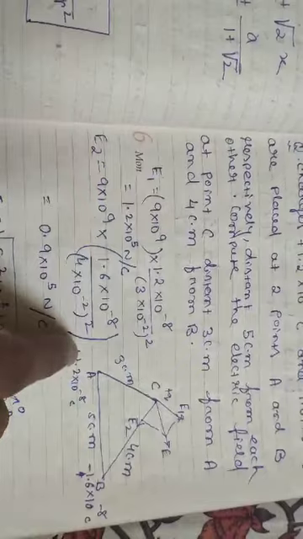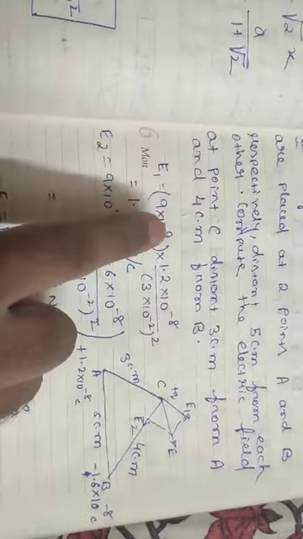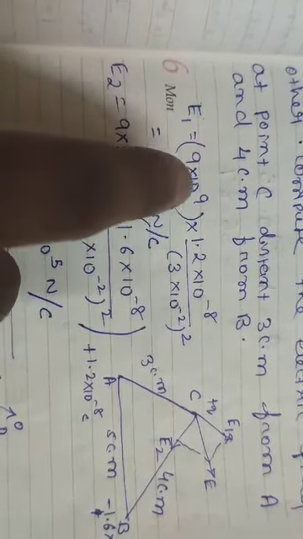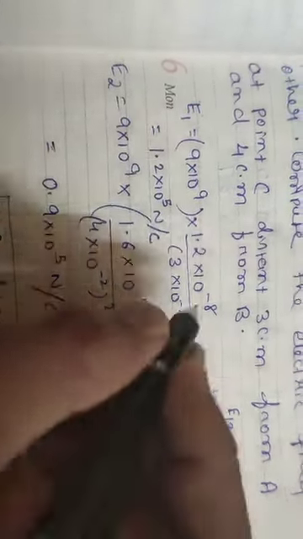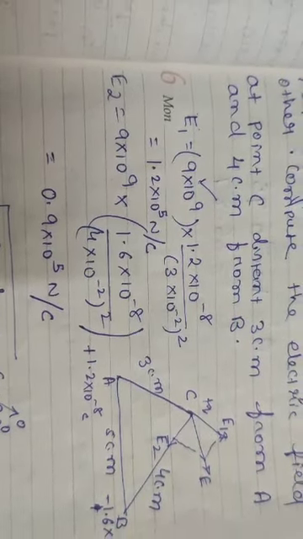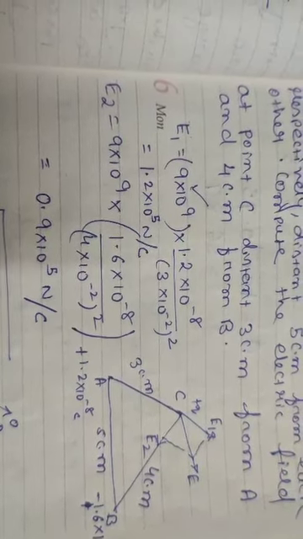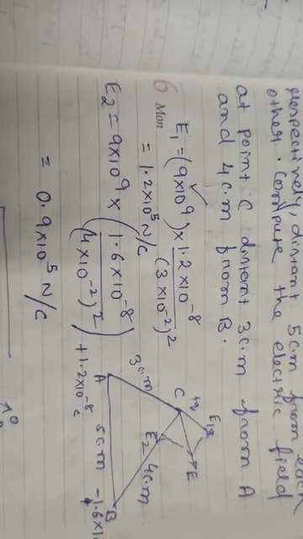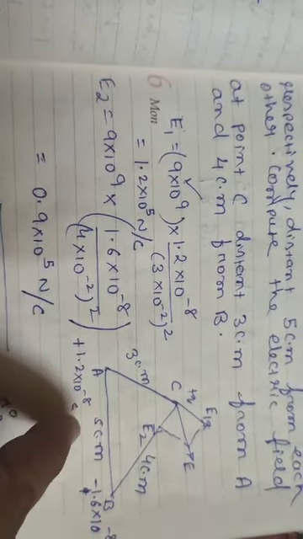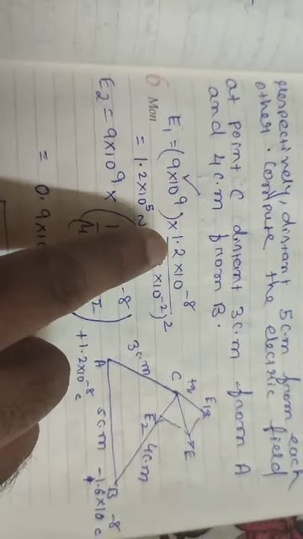So let us first find E1. E1 is because of what? This charge. So what is the formula for electric field? Q by 4 pi epsilon naught r square, right? So E1 equals 1 by 4 pi epsilon naught. Never forget, this is the value, 9 into 10 to the power 9, multiplied with q, 1.2 into 10 to the power minus 8. No need to take plus and minus sign. We are finding the magnitude, divided by r square.